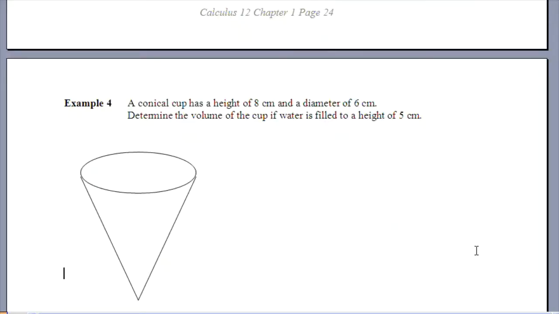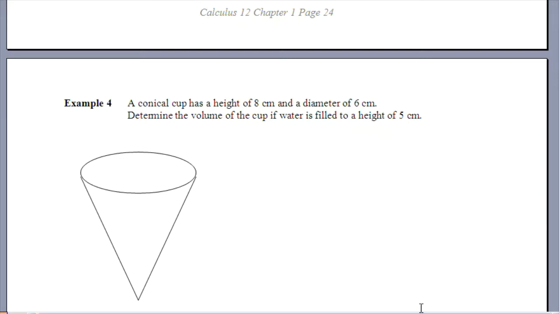So example 4, a conical cup has a height of 8 and a diameter of 6. You have to figure out the volume of the cup if water is filled to a height of 5 centimeters? How much water would there be in there? So we're not going to fill the whole thing up.